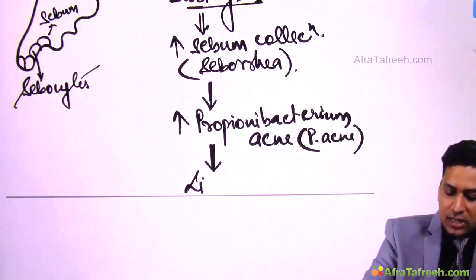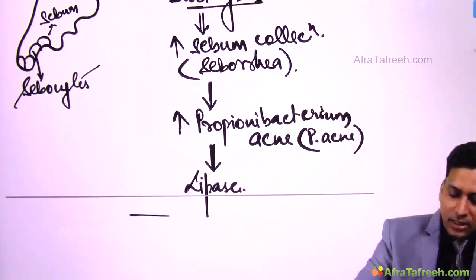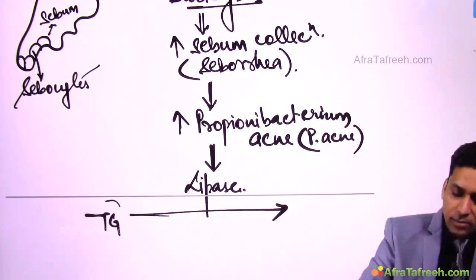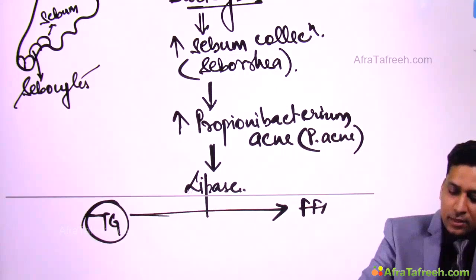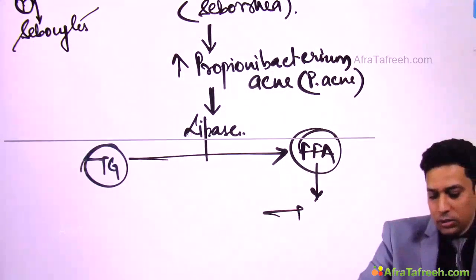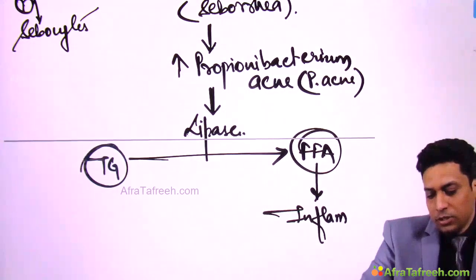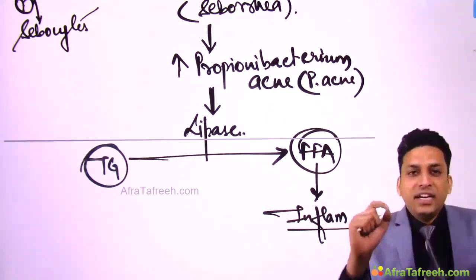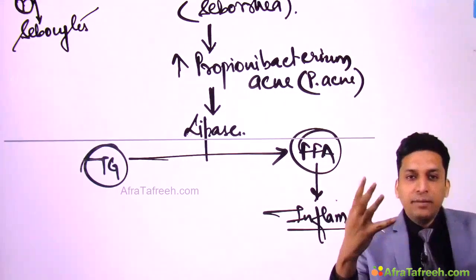This bacteria releases lipase enzyme, and this lipase converts triglyceride which is present in sebum to free fatty acid. And what does free fatty acid do? It causes inflammation. So many a times these lesions, they become inflamed, red in color.